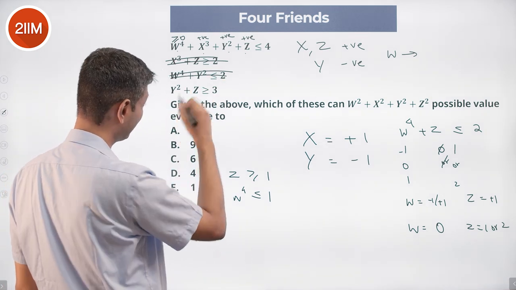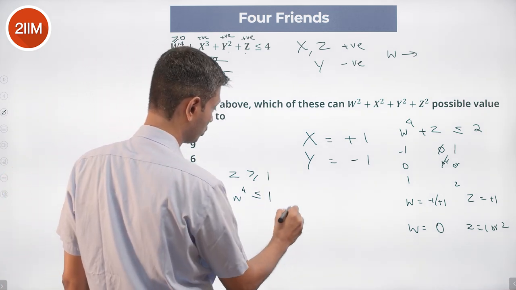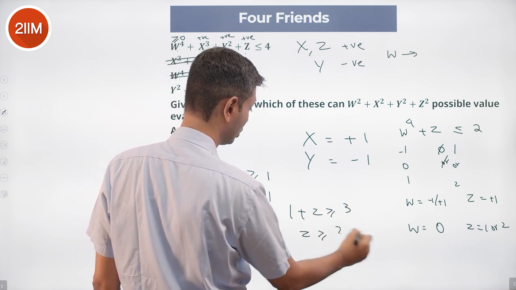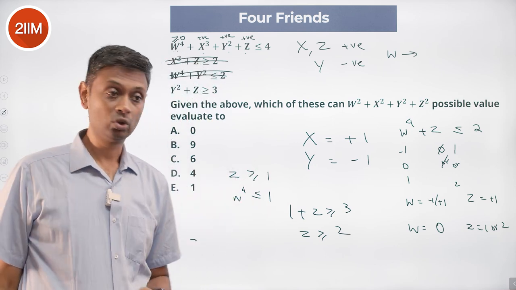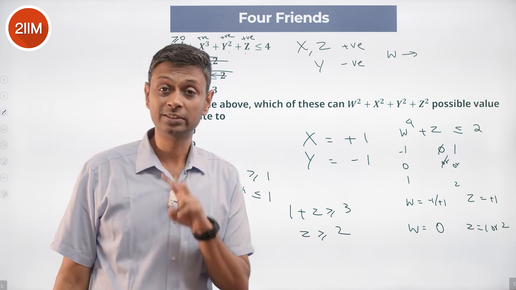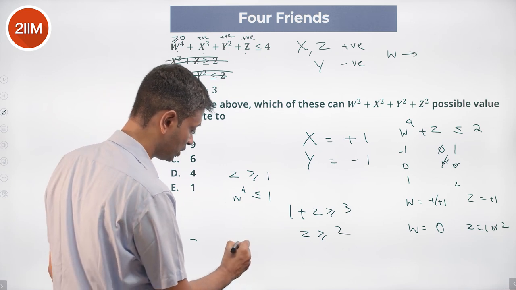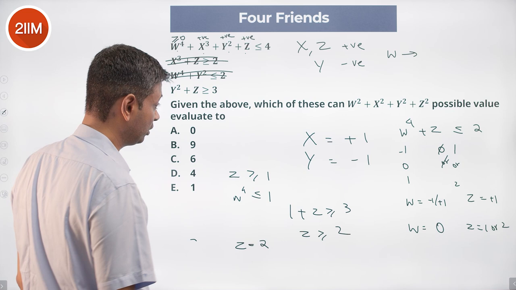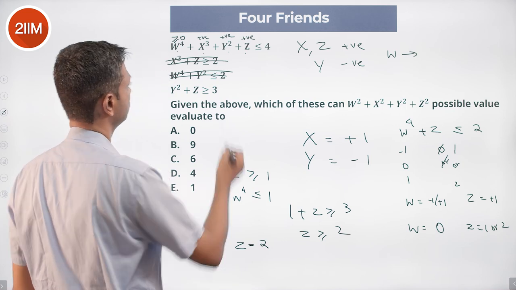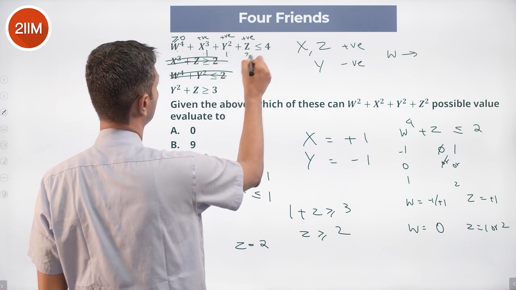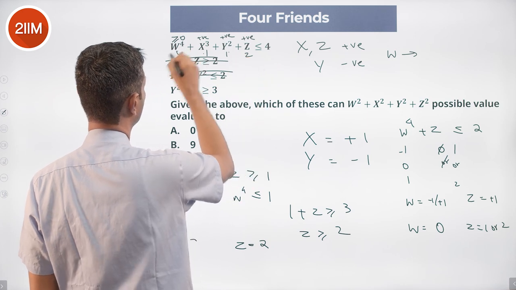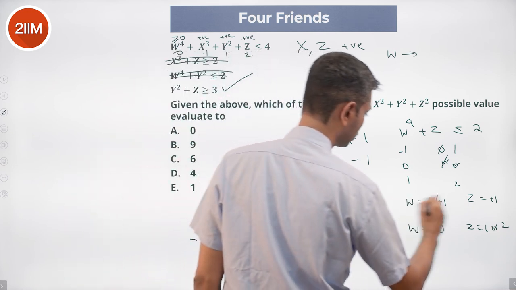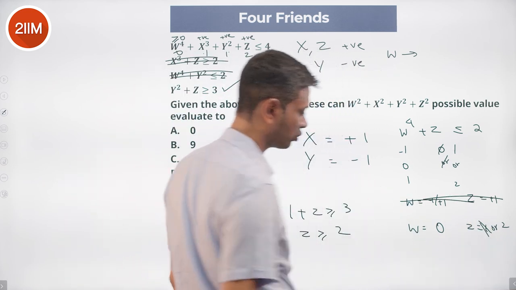We know Y square plus Z greater than or equal to 3, Y square is 1, 1 plus Z is greater than or equal to 3, Z is greater than or equal to 2, Z cannot be 1, Z has to be 2, that means Z is equal to 2. Now we know X is 1, Y is 1, Z is 2. This is 1, this is 1, this is 2. These add up to 4, W has to be 0. Wonderful. So including this, we can eliminate this also and say Z is 2.